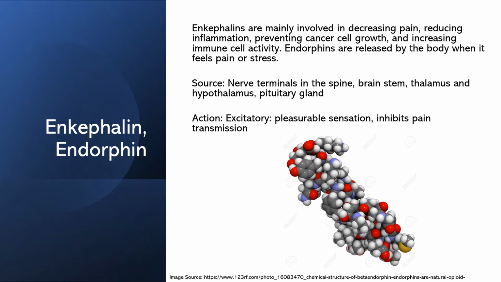Endorphins come from the word endogenous, which means within the body, and morphine, an opiate pain reliever. Put together, that means endorphins are natural pain relievers. They're feel-good chemicals. They can make you feel better and put you in a positive state of mind.